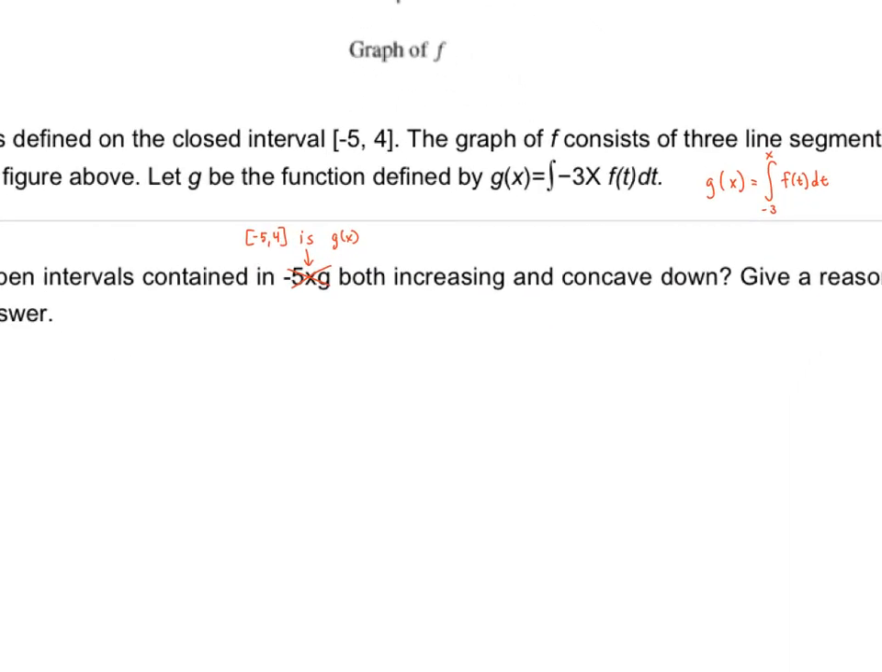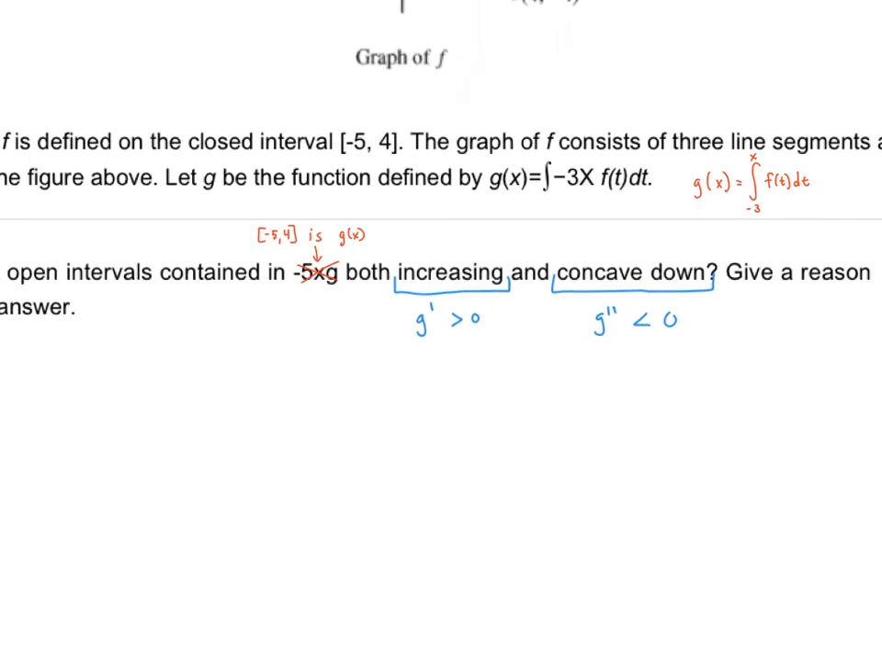Okay, so increasing means we want to know where g is increasing, so we want to know where g prime is positive. And then concave down means the g double prime is negative. So we want to figure out where g prime is positive and at the same time g double prime is negative. All right, so we need to get the first derivative. So we'll take derivative of this here.